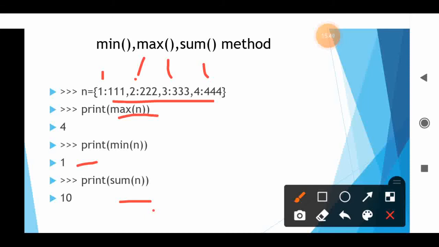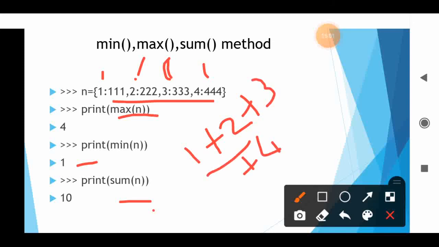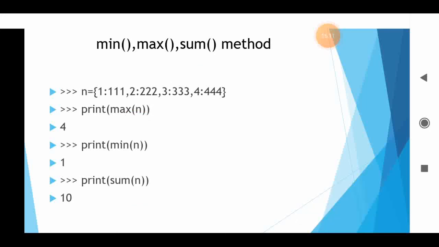The next thing is print sum of n. It will print the sum of the key values. 1 plus 2, 3. 3 plus 3, 6. 6 plus 4, 10. It will find the sum of key values in the dictionary.